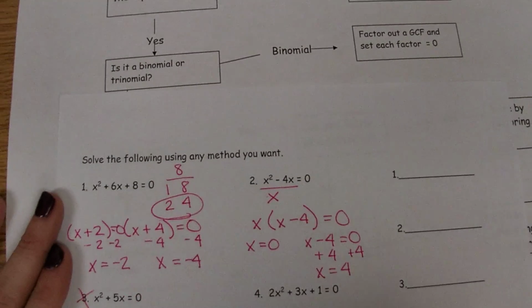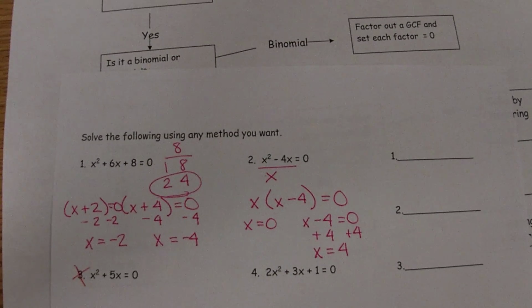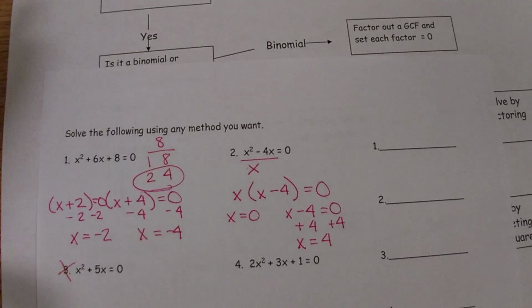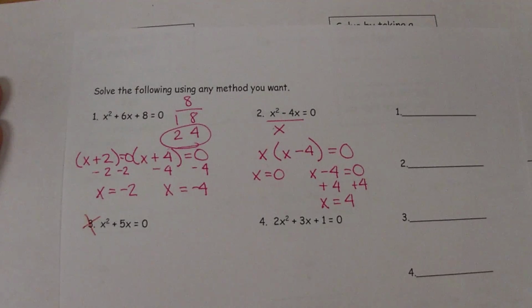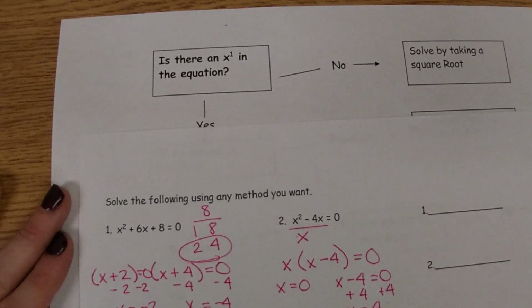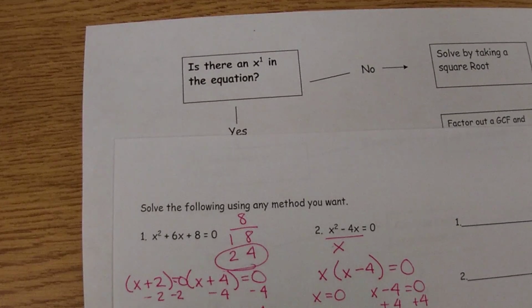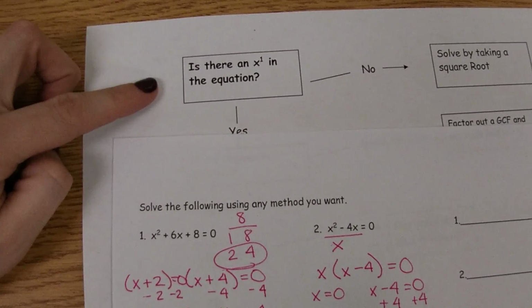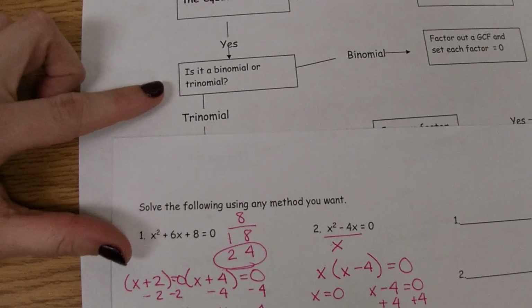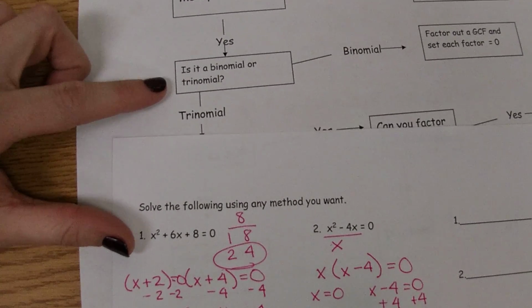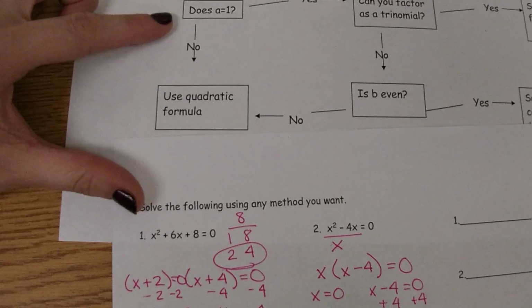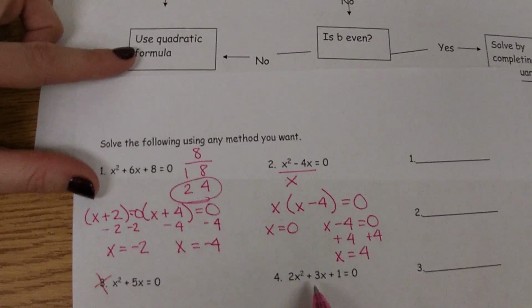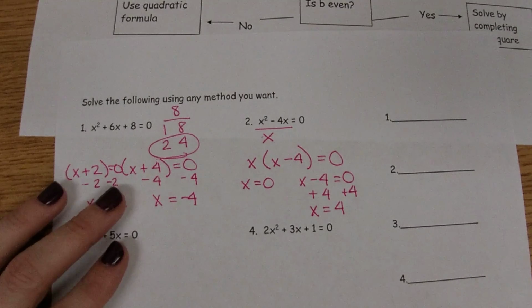Okay, if we take a look at number 4, again, if we go down the list, sorry guys, I'm trying to figure out this new camera and trying to make sure I'm showing you what you need to see. So sorry when it wiggles. Okay, if we look at number 4, we're saying, is there an x in the equation? There is. Okay, is it a binomial or trinomial? It's a trinomial. A does not equal 1. So our best option here is probably to go with the quadratic formula.